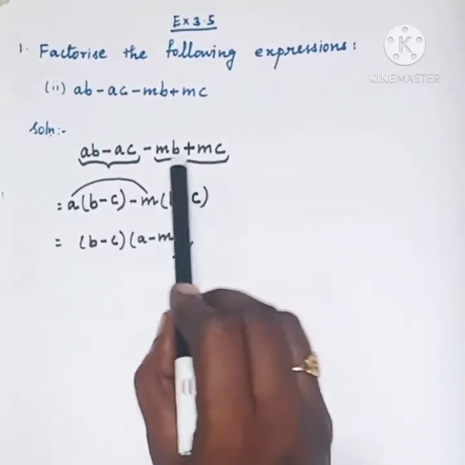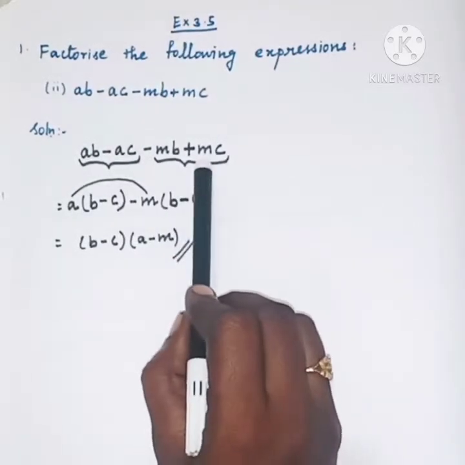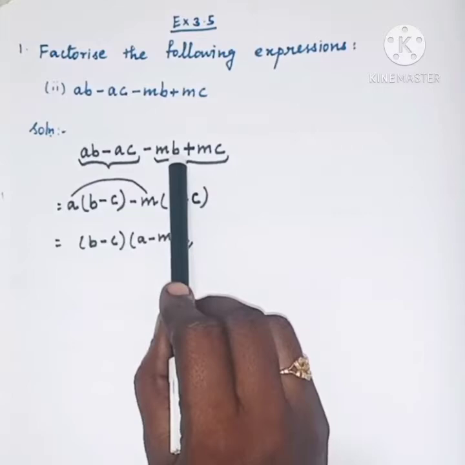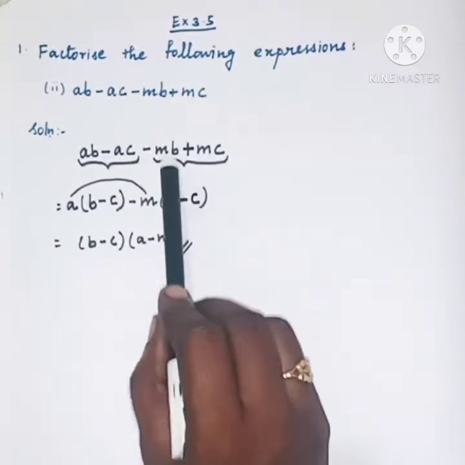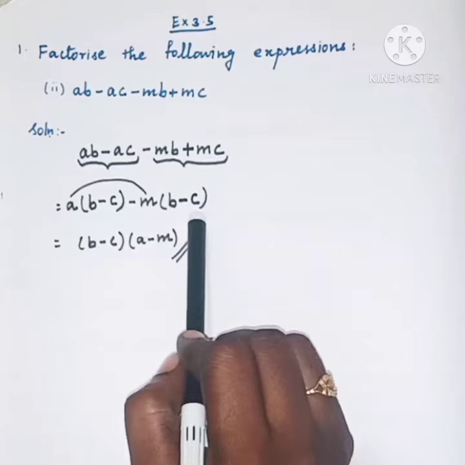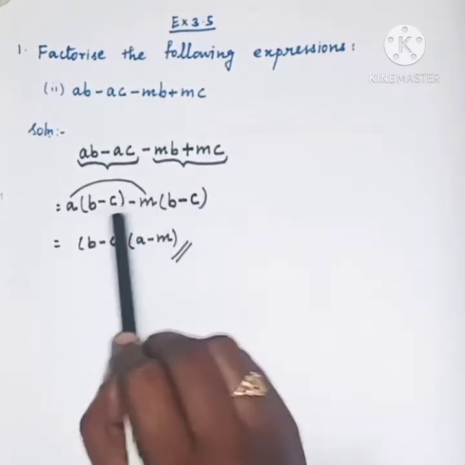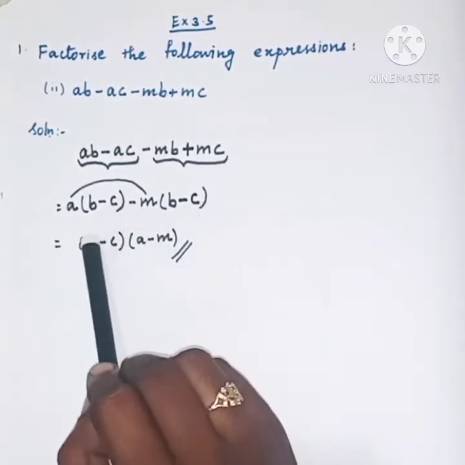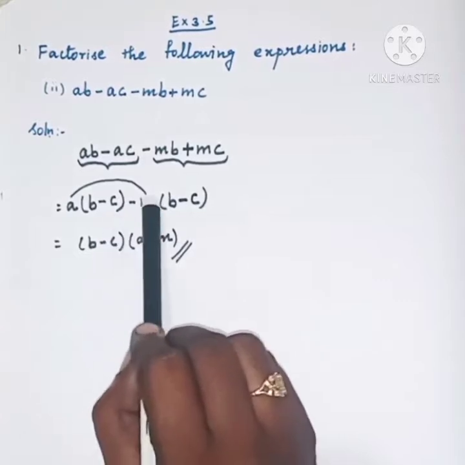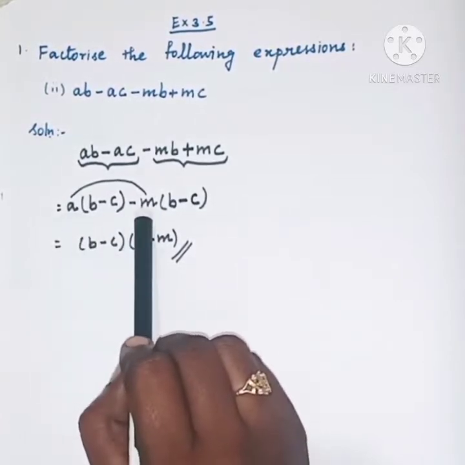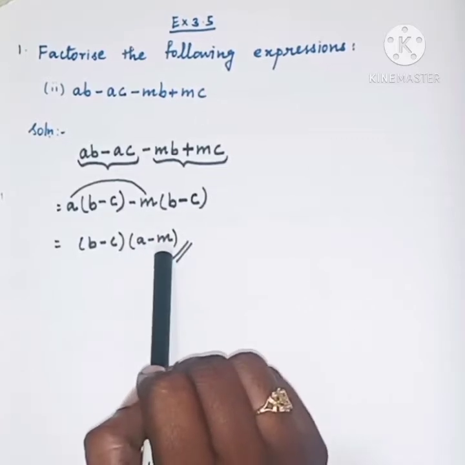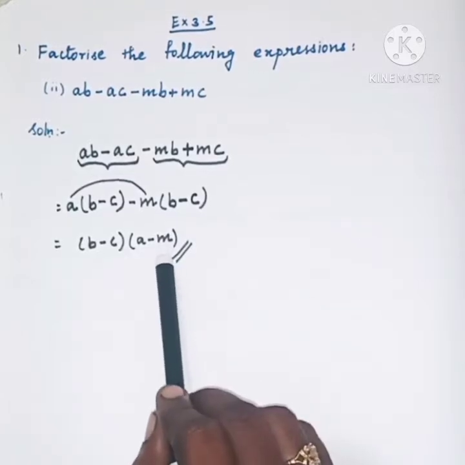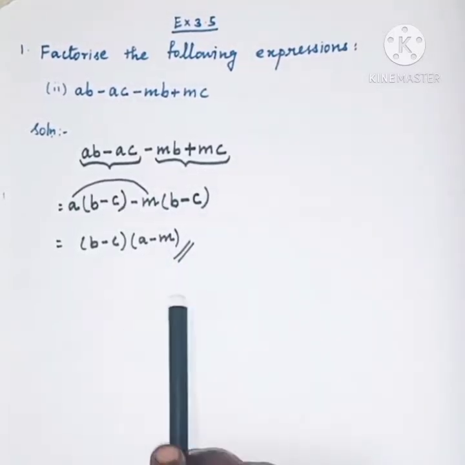Similarly, from the third and fourth terms, the common variable is m. So take that common variable m outside. So the remaining variables in the third and fourth terms are b minus c. Now inside the brackets we have the same terms, b minus c and b minus c. So write one b minus c within the bracket, and outside the bracket we have a minus m. Write that expression within the bracket. So b minus c into a minus m is the answer for the first sum, second subdivision.